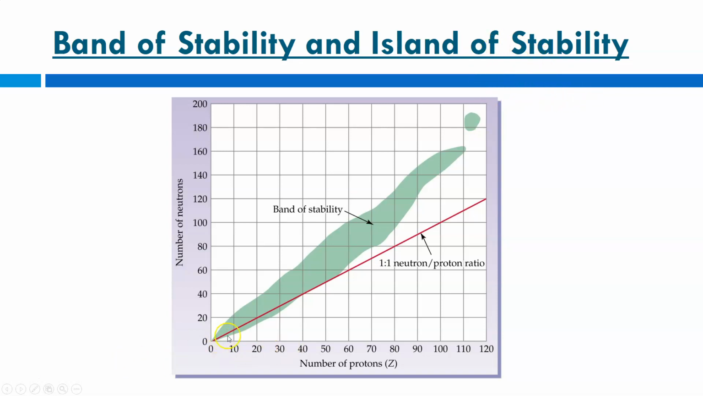The red line is a perfect 1-to-1 ratio. And you can see in the beginning, 1-to-1 is a nice stable ratio. And then our band of stability deviates a little bit, right? We start deviating from that 1-to-1.